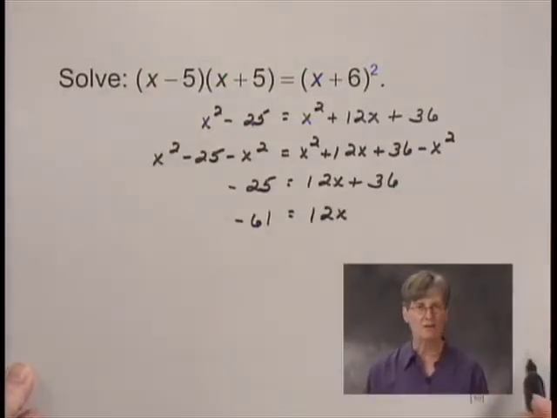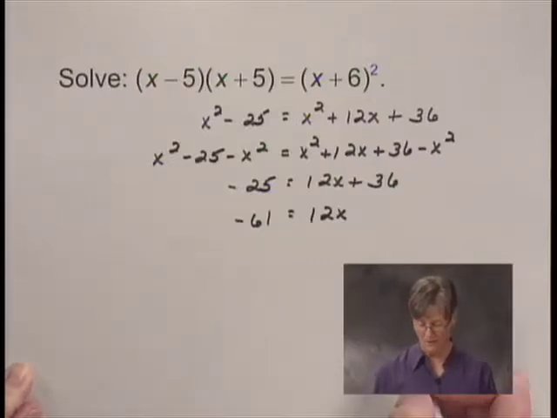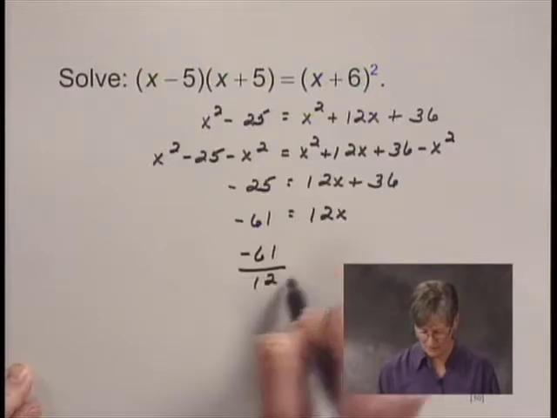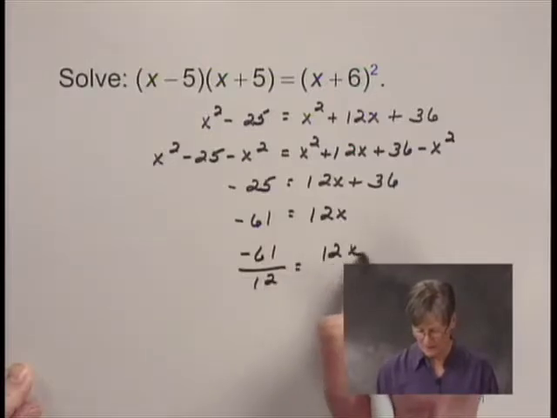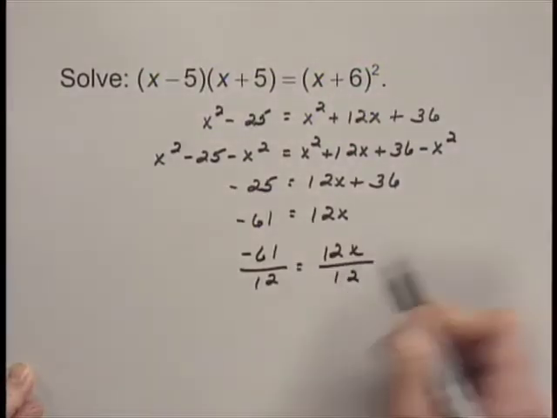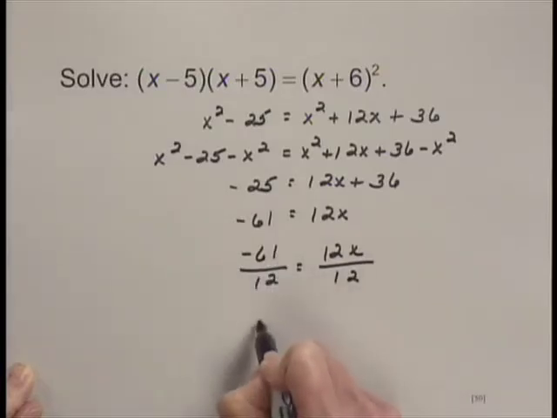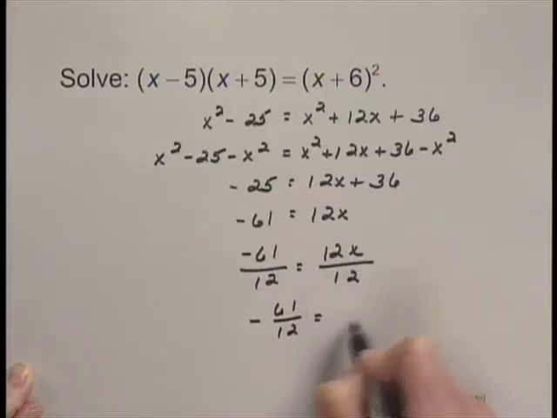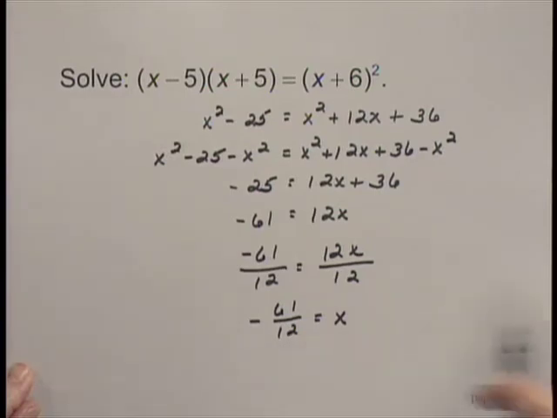And now to get x alone, I'll divide both sides by the coefficient of x, 12. So I'd have −61/12 is equal to 12x/12. And −61 divided by 12 is −61/12. 12x divided by 12 is x. So we would say that the solution of the equation is −61/12.